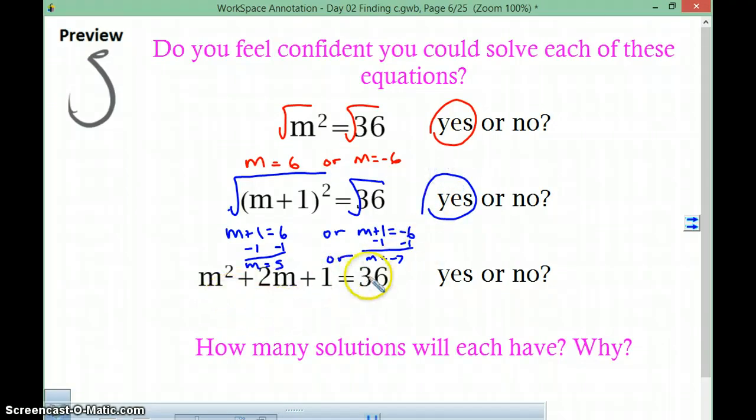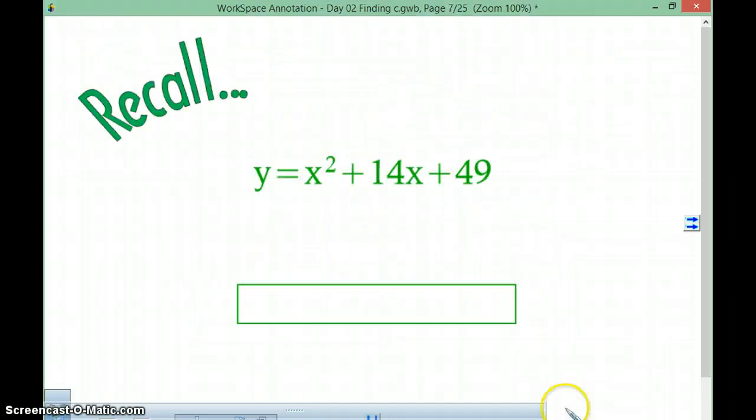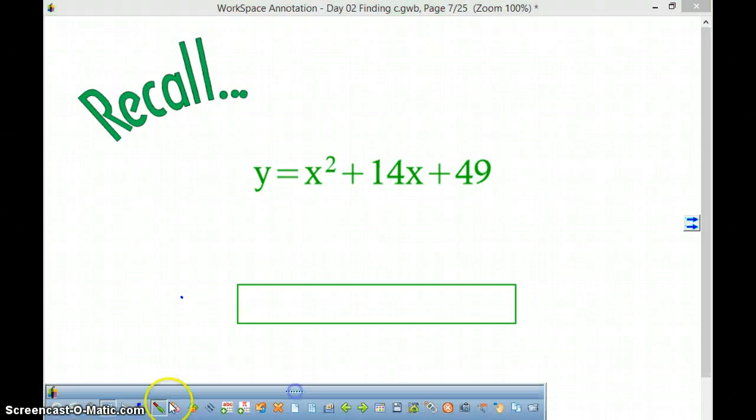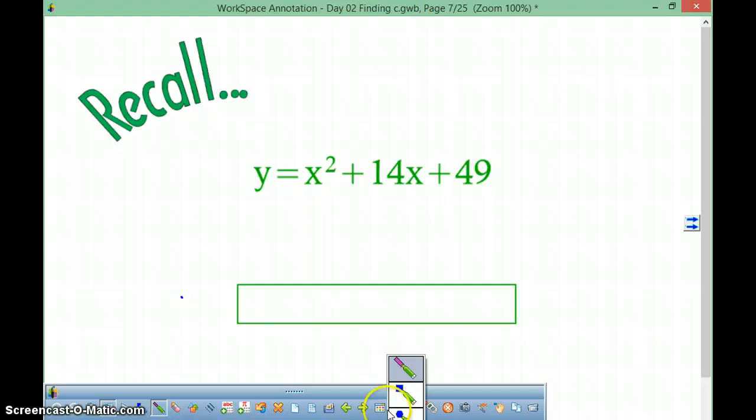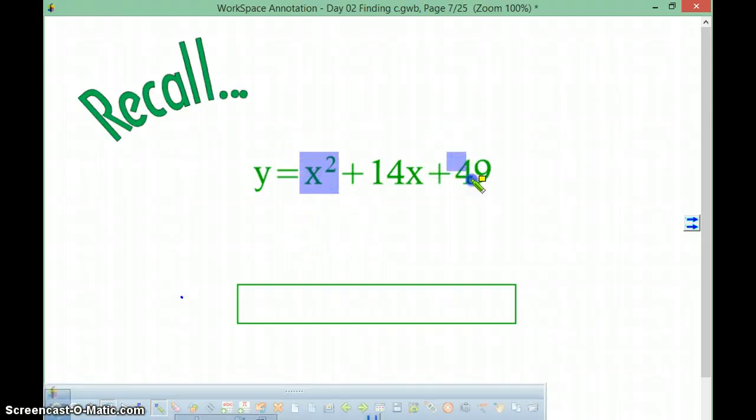Do you feel confident with this? Maybe not. This is one of the things that we have to learn to do today. Okay? Please recall, what is this kind of equation called? Yes, it's a quadratic, but it's a special quadratic. What is it? Well, notice that it has two parts that are, hold on here, let's do it this way. It has two parts that are perfect squares. This is a perfect square, and this is a perfect square.